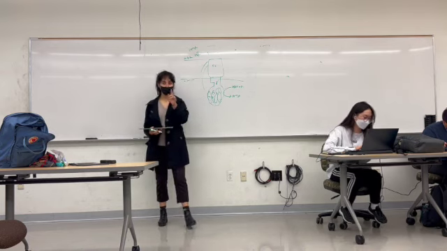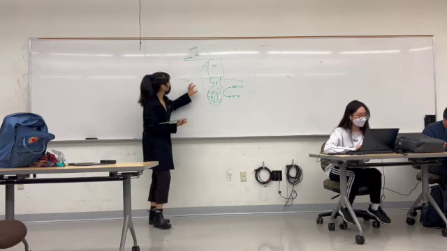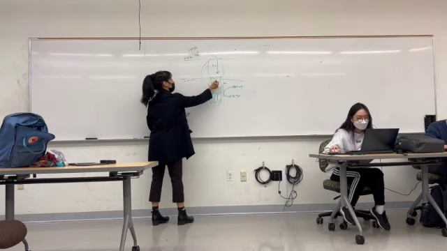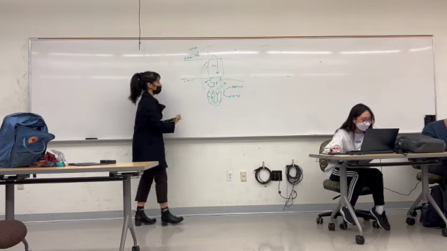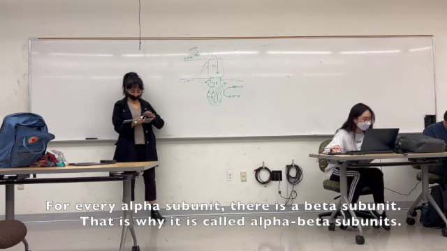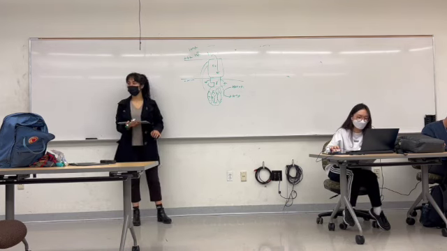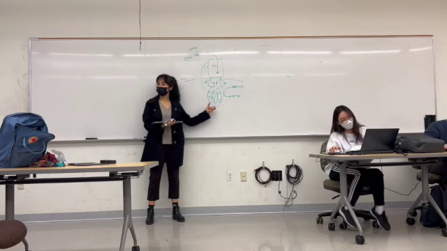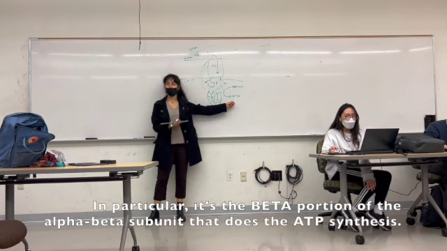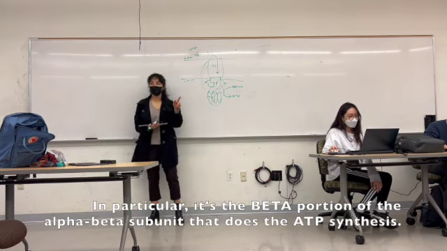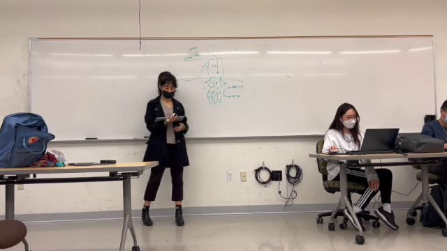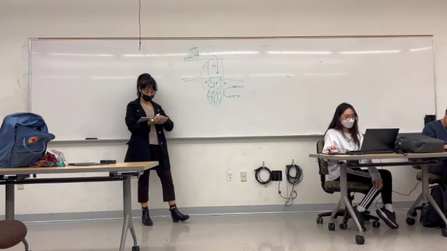I'm not going to use the words yet, so I can show you. So now you see how it's coming in. It's going to flood through here, and this is going to rotate, which causes those alpha beta subunits to rotate. As this is rotating, notice that it's the alpha beta subunits that are taking the ADP and phosphate and pushing it to ATP. And that is what I'm talking about when I say orientation. It has different orientations for it.